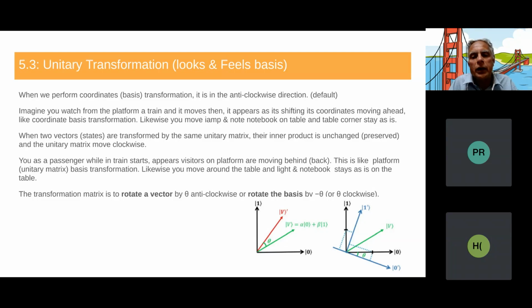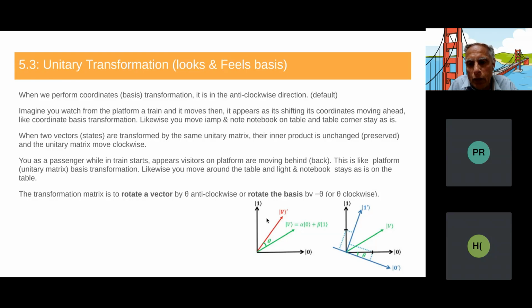But if you are going to take multiple vectors, n vectors, one to another, and rather than moving the vectors, you want to move the platform to view it, unitary transformation can be platform basis also. So the transformation of a matrix is to rotate a vector by theta anticlockwise, or rotate the basis itself. In this case, you can see here the basis is 1 0.